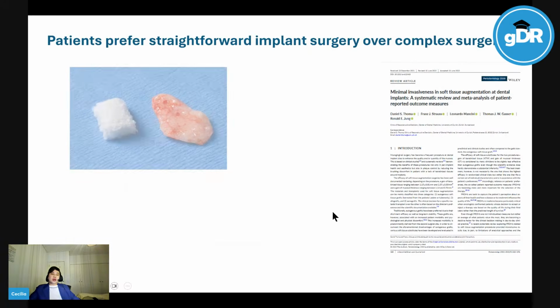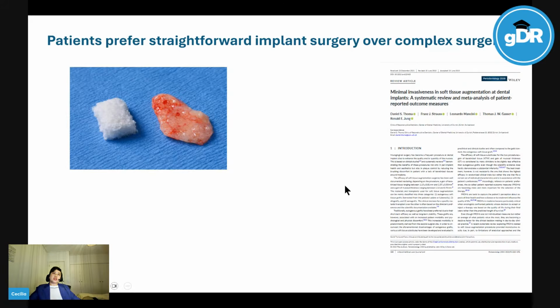Okay. Generally speaking, patients in the literature, in papers asking patients about their preferences, prefer straightforward implant surgery over complex implant surgery. So that means if you can preserve or ridge preserve the site so the implant is straightforward, they prefer it than if you left the bone for 6 months and then the bone's collapsed, and then you've got to do all sorts of grafting to build the bone back for the implant placement.